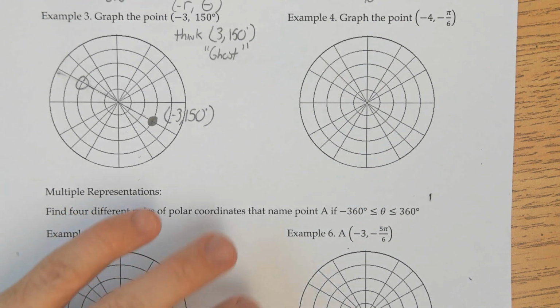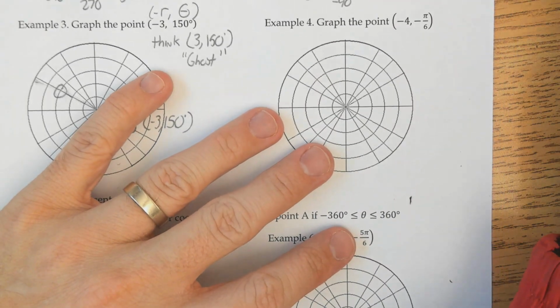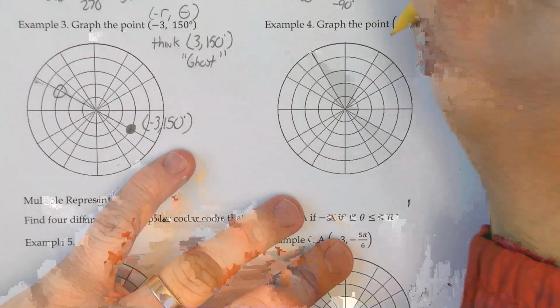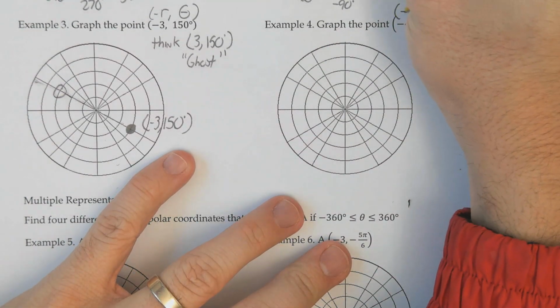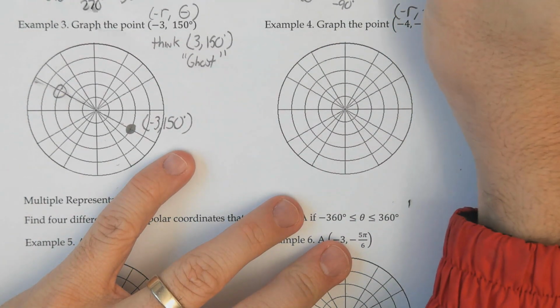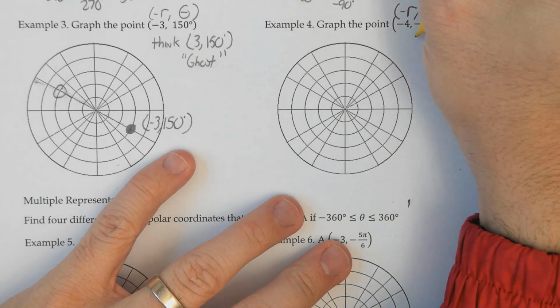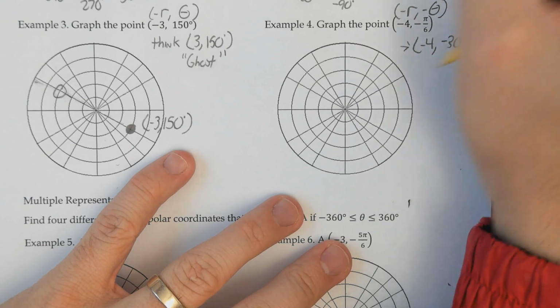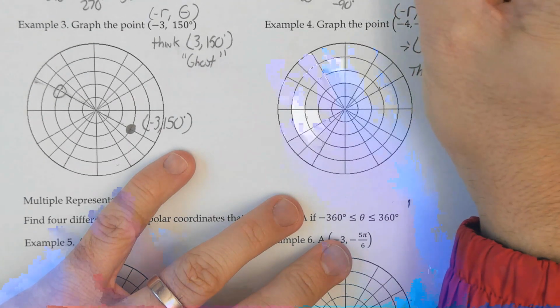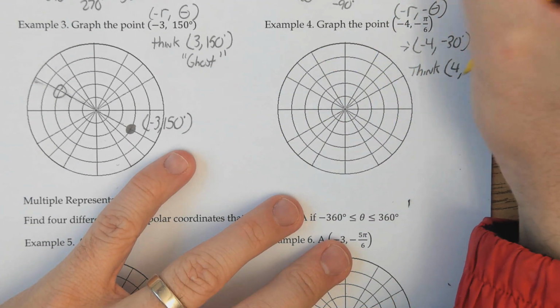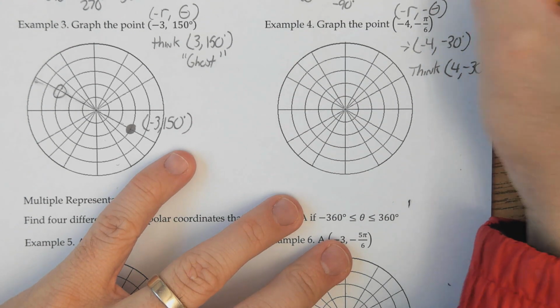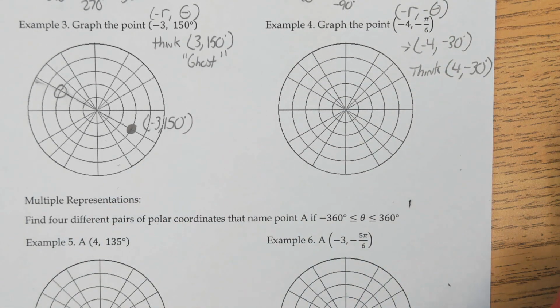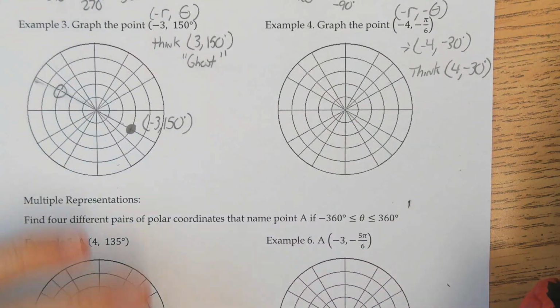All right, here we go. Example 4, graph the point negative 4, negative pi over 6. Our form this time is negative r, negative theta. Negative pi over 6 is the same thing as negative 30 degrees. What I want you to do is think about r being positive. It's a lot easier that way to graph it, to give us a placeholder. Now, if you understand how I did the last problem, then you can skip this whole part. It's just the first day of notes, right?